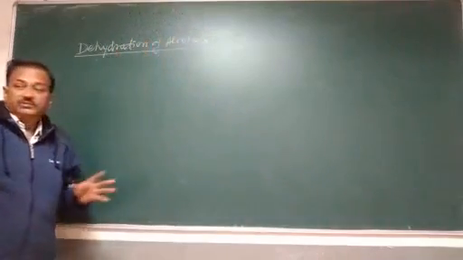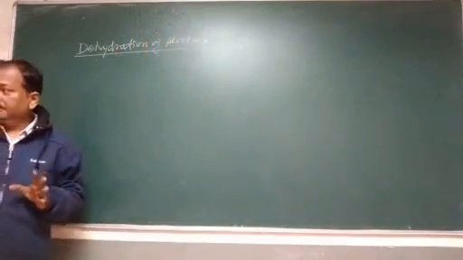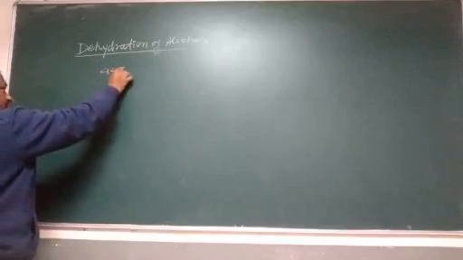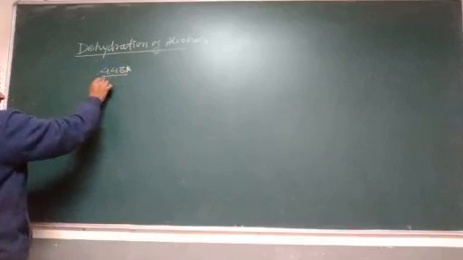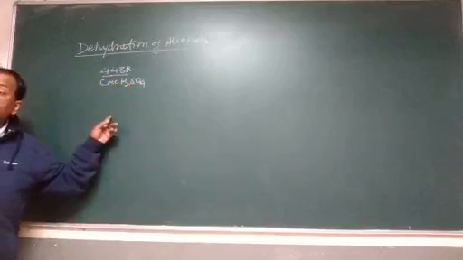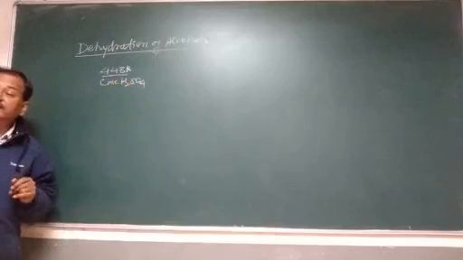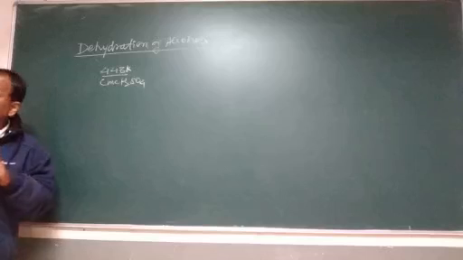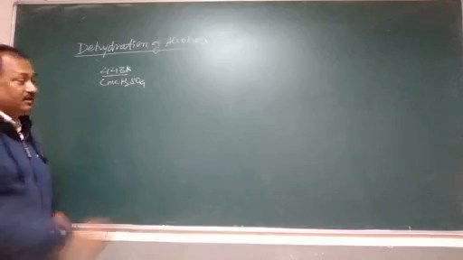So dehydration means removal of water. Dehydration of alcohols takes place at a specific temperature, 440 Kelvin, and in the presence of concentrated sulfuric acid. This is the condition. Conditions have to be written. If there is no condition, then half marks are cut.